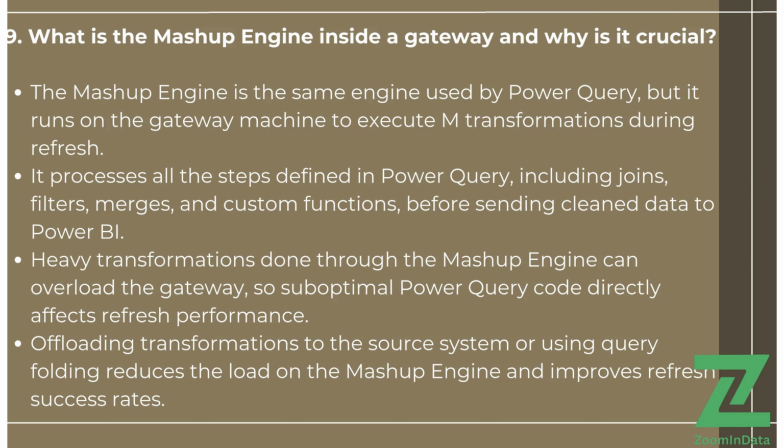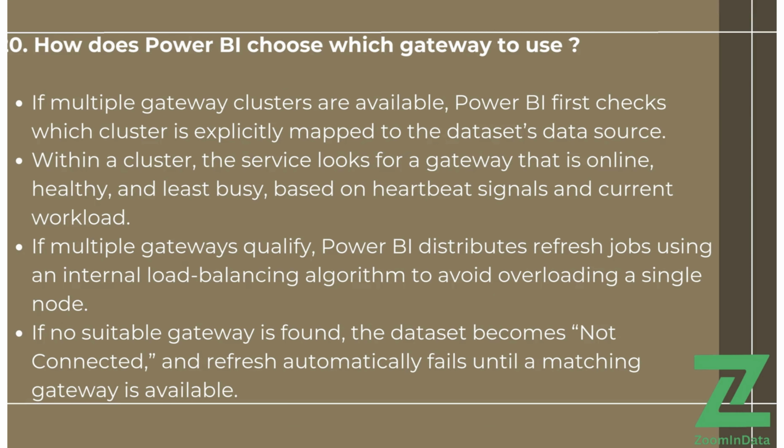Heavy transformations done through the mashup engine can overload the gateway, so suboptimal Power Query code directly affects refresh performance. Offloading transformations to the source system or using query folding reduces the load on the mashup engine and improves refresh success rates. 20th question. How does Power BI choose which gateway to use?